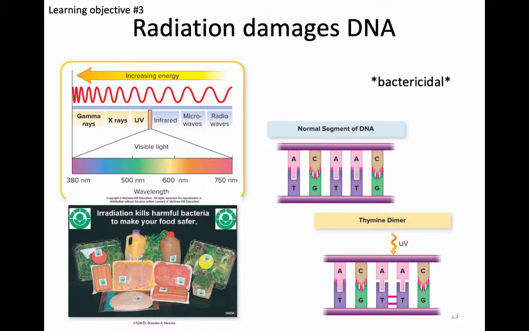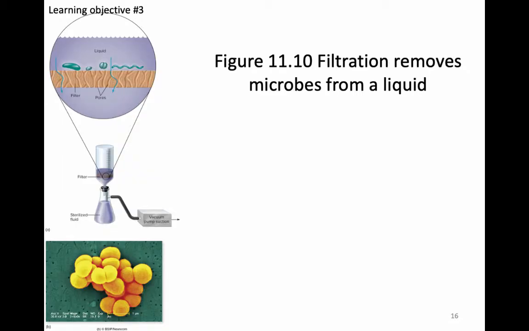Radiation, which is shining high energy wavelengths, so these are UV, X-rays, and gamma rays onto things, is bactericidal because it causes damage in the DNA. And one example of that damage is shown here, where we have a thymine dimer. So in the presence of radiation, two thymines next to each other on a DNA molecule will bind to each other and cause a bend in the DNA molecule that will be problematic for the cell. We use irradiation in our food supply. By shining radiation on foods, we can reduce the microbe count and kill any microbes contaminating the food.